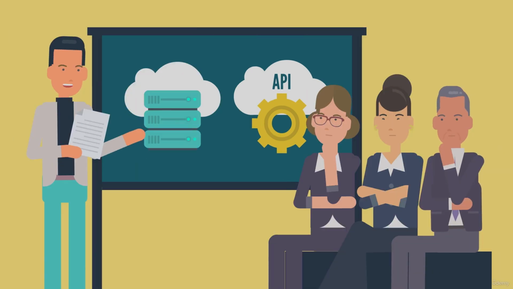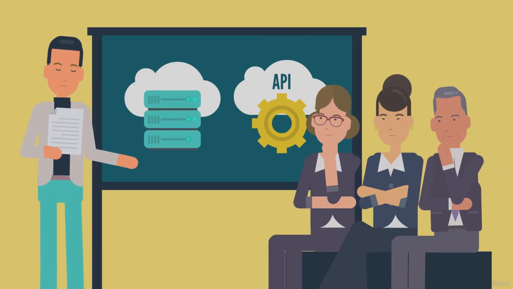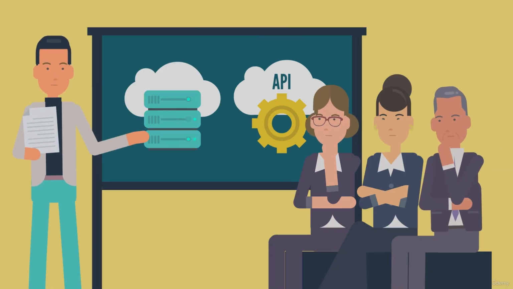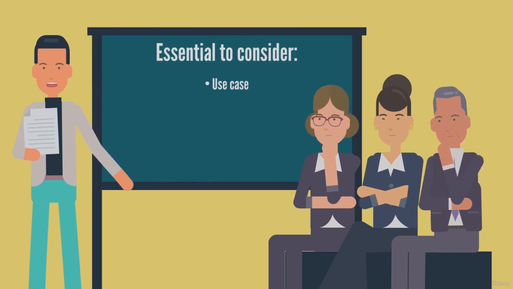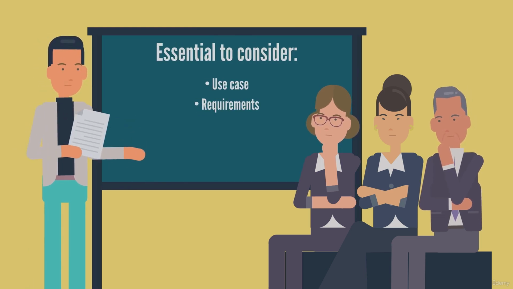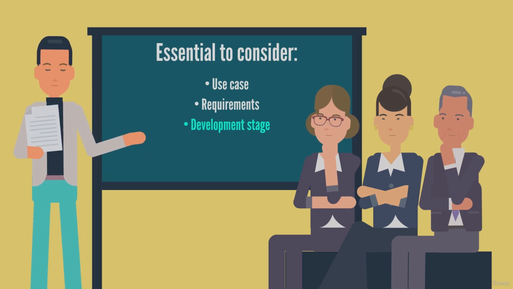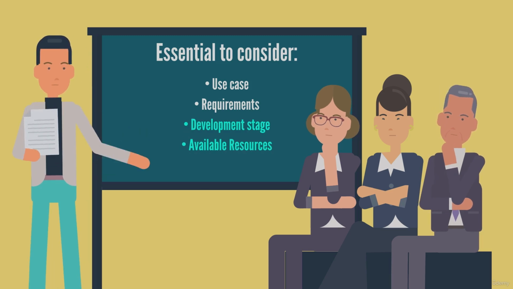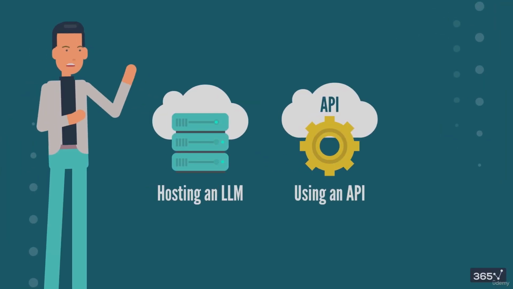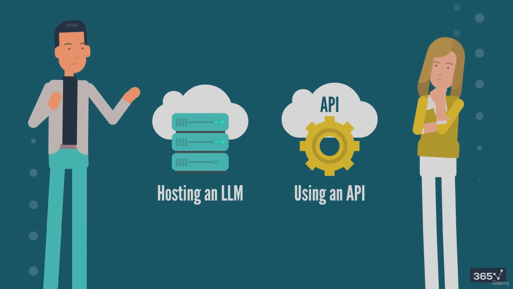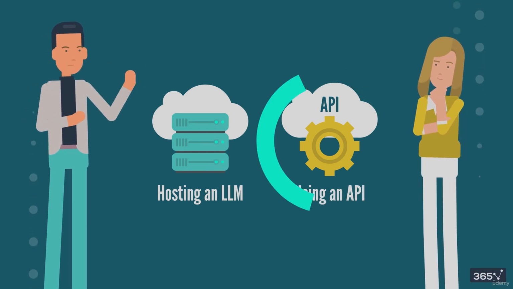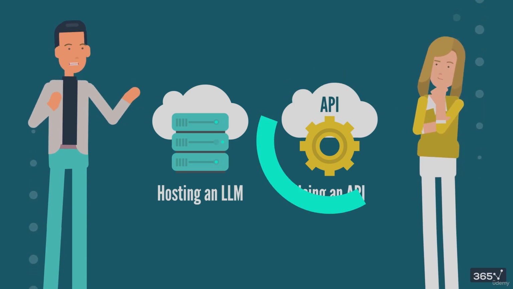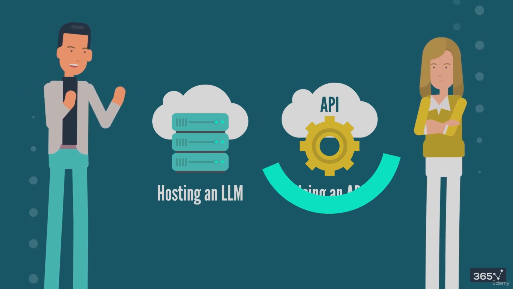Choosing between self-hosting and using an API is a crucial step in the planning process. It's essential to consider your application's specific use case, requirements, and, importantly, the development stage and resources available to your team. For newcomers eager to create LLM applications, starting with an API is the better choice. This option aligns perfectly with our project's goals, so we'll go down the API route.